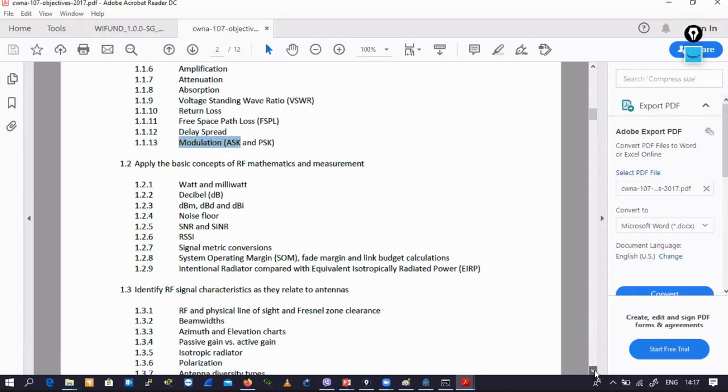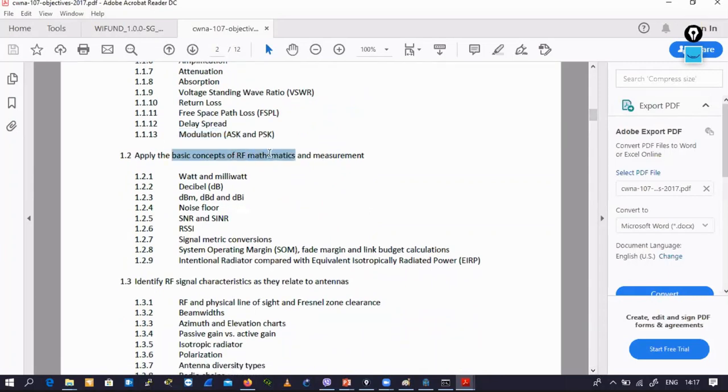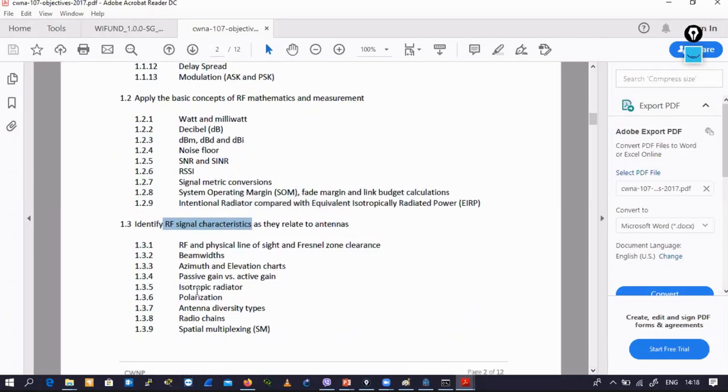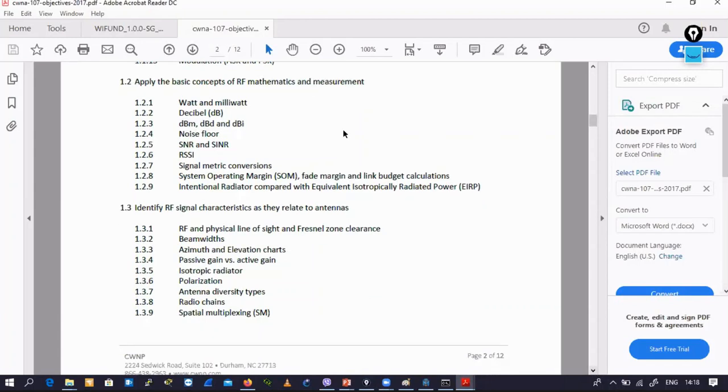And the second we have here, the basics of RF mathematics. RF signal characteristics related to antennas. The radiation pattern is also very important. You can see the isotropic, passive gain and active gain is also there, right? Polarization is actually the structure of an antenna, right? MIMO also. To be very honest, MIMO also, multiple input, multiple output.